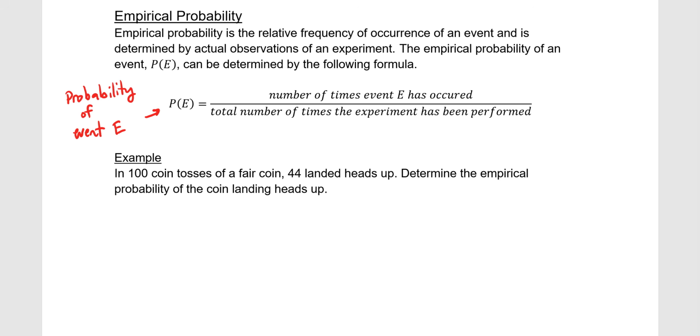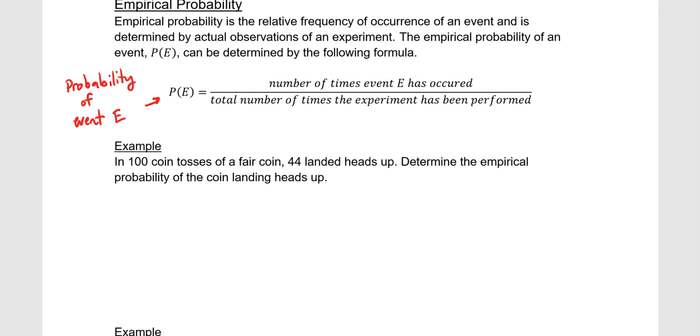So for example, if we have 100 coin tosses of a fair coin, so fair coin just means it's equally likely for heads to pop up as it is for tails, both 50-50. So in 100 coin tosses of a fair coin, 44 landed heads up. Determine the empirical probability of the coin landing heads up.